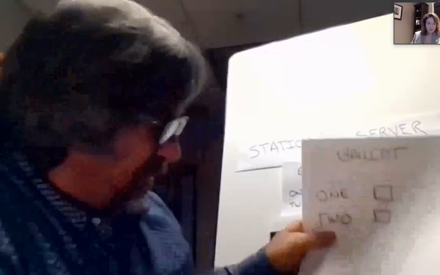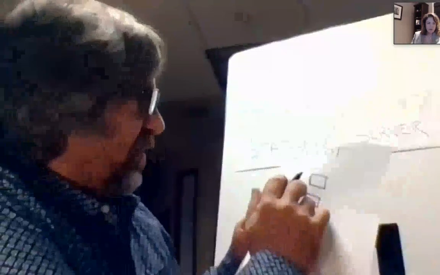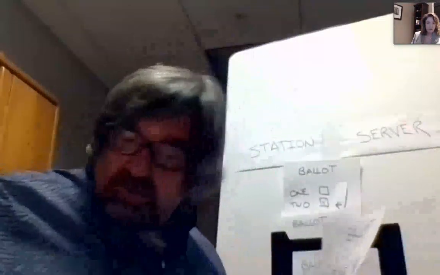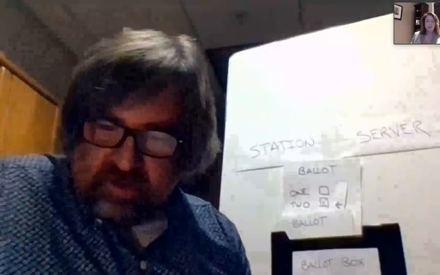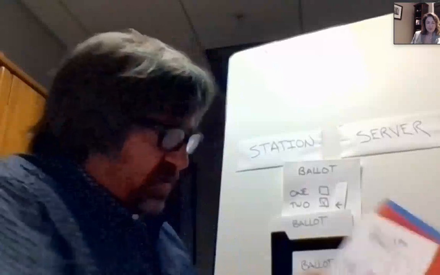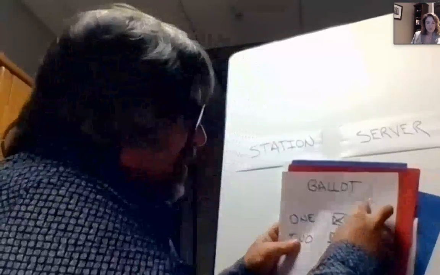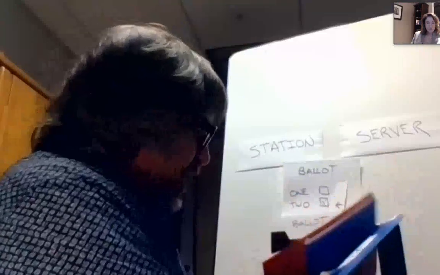Okay. Ballot number 3. I'm going to mark that one. Again, the same process, it drops into the voting station. An interpretation is done. A scan is provided.